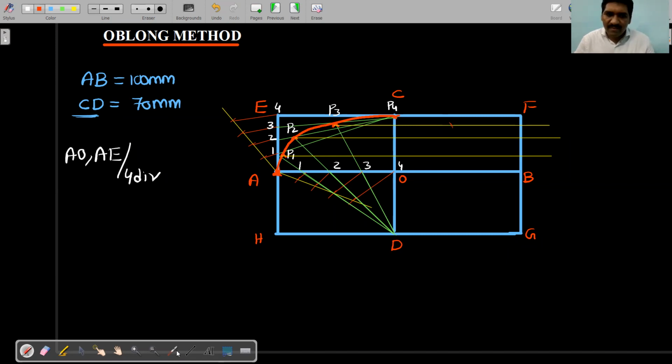Okay. In the same way, you try to bring out this value. You take this value as radius and mark this radius on this line.